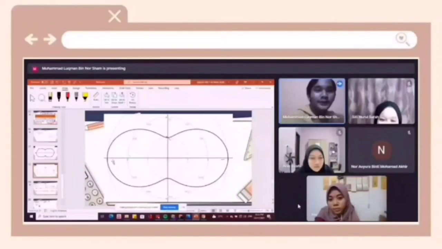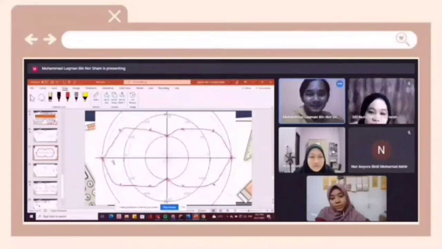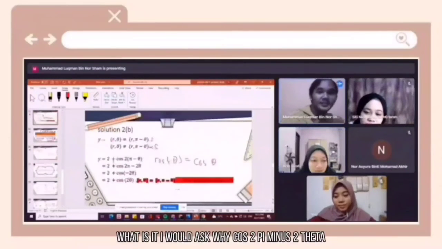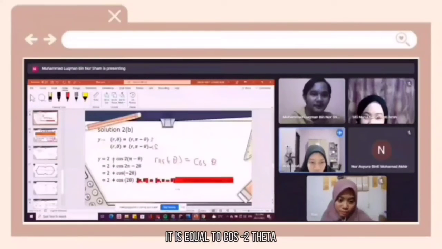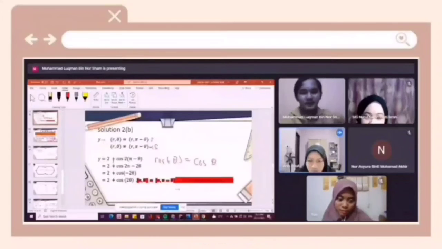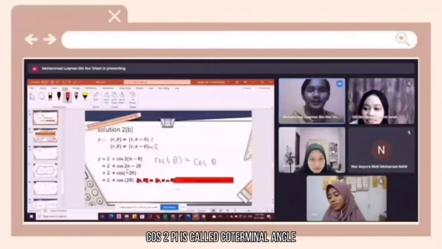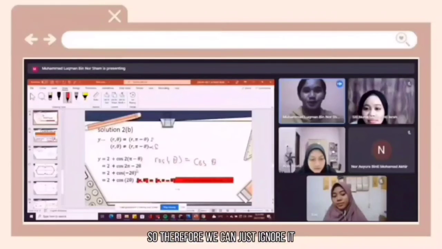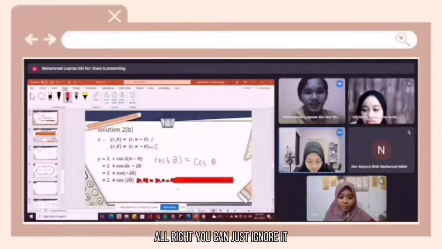So everyone, do you have any questions for solution 2b? Yes, I have. Oh yes, what is it? I want to ask why cos of 2 pi minus 2 theta becomes cos of minus 2 theta. I didn't understand. Cos 2 pi is called a coterminal angle, so therefore we can just ignore it. Oh, okay. So it becomes cos negative 2 theta. Alright, we can just ignore it.